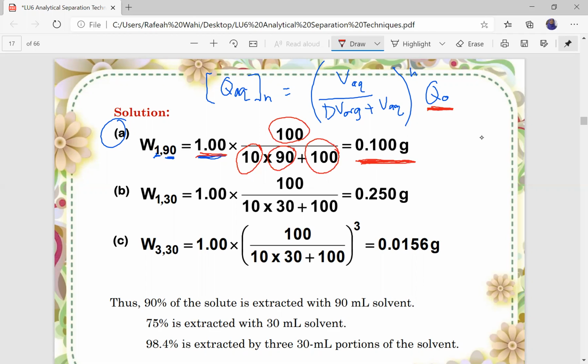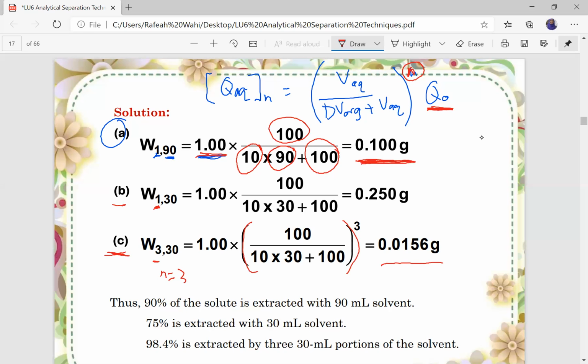All right, so now you repeat the calculation steps for B and C. For B, you still have n equal to 1, so there is no need to do anything with n because it's only 1. You just substitute everything into the equation. And for C, you extract 3 times, so n would be 3. When you substitute everything into the equation, you also have to raise it to the power of 3, and you get the answer.